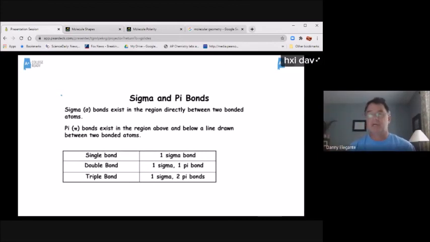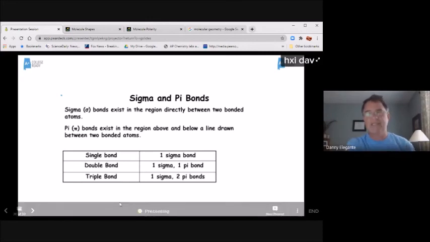A pi bond exists when we have a double or triple bond. So if you have a double bond, it's 1 sigma, the first one that forms, and then you've got a region above and below it where you're going to have some electrons. And that's where those unused p orbitals, the ones we didn't hybridize, come into play, right? So all you have to do is look and say, if it's a single bond, it's a sigma bond. If it's a triple bond, it's a sigma and 2 pi's.